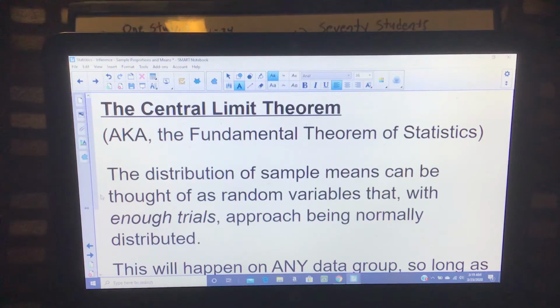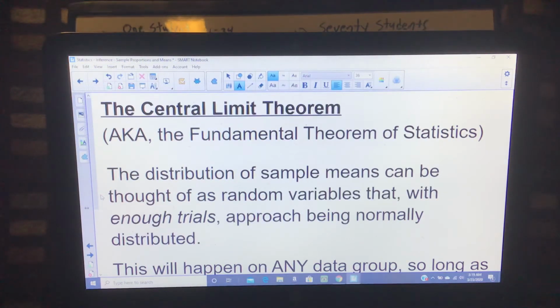For you guys who also take calculus, you remember the fundamental theorem of calculus. And anytime there's a fundamental theorem, it's a really big deal. So this thing, like I said, goes by two names. Some people call it the fundamental theorem of statistics because it's that important. The AP exam is more likely to call it the central limit theorem.